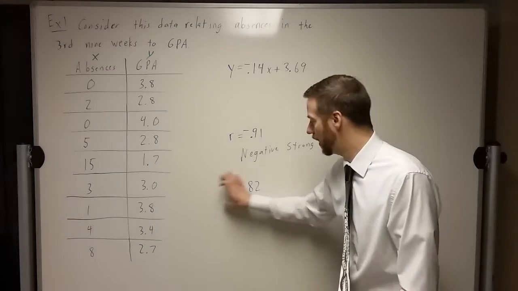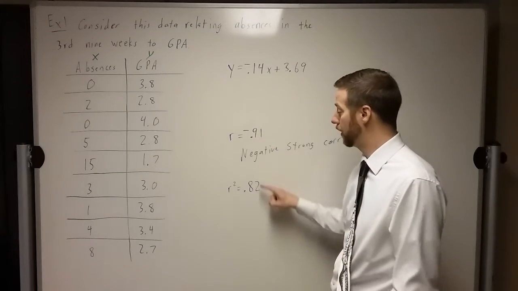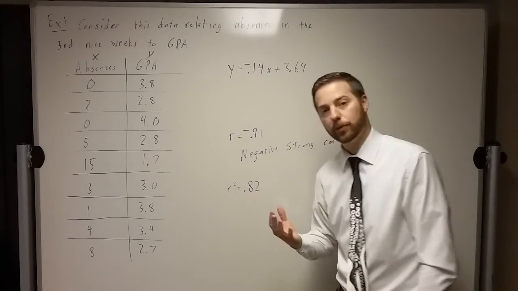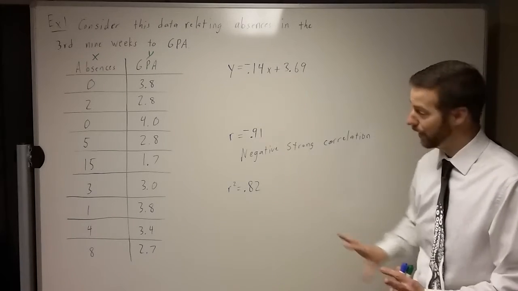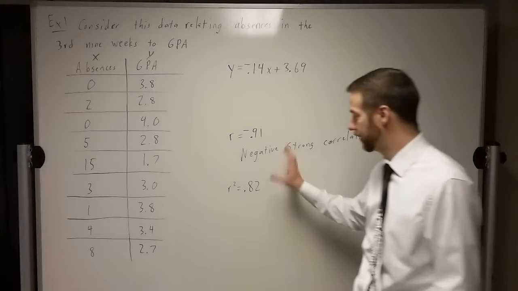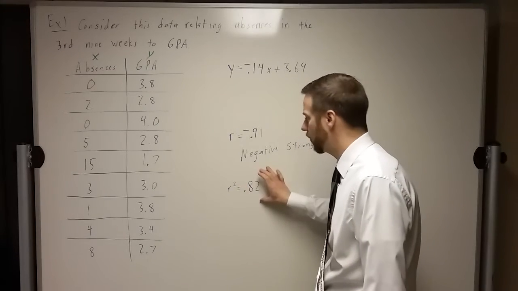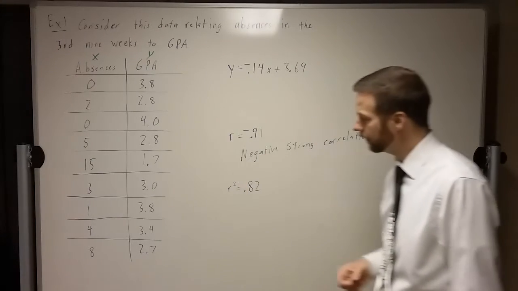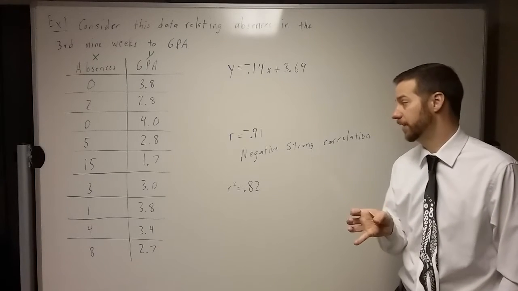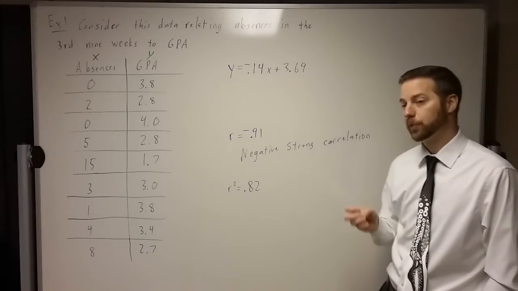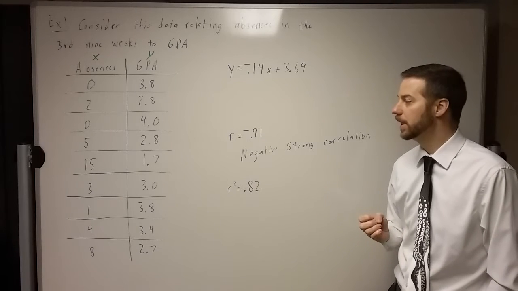And then R squared, basically just squaring this number, we get 0.82. All right, and there's more decimals on all this. I just rounded them to the nearest hundredth. And so R squared is 0.82. Now here's what that means. We said R squared, or the coefficient of determination, that's called, tells us the percent of explained variability.